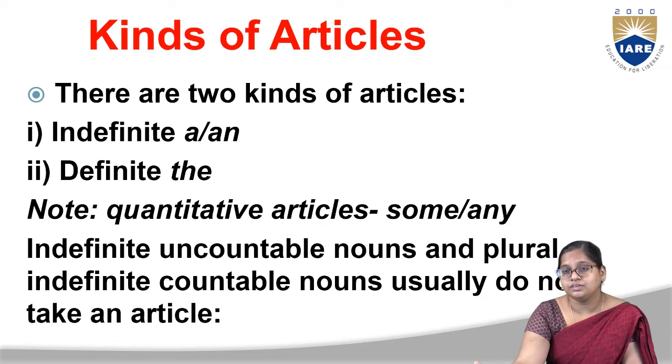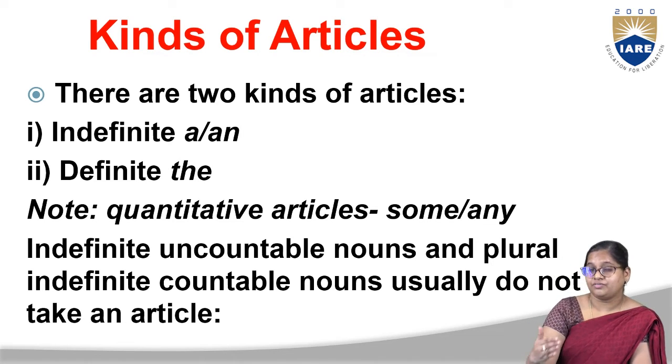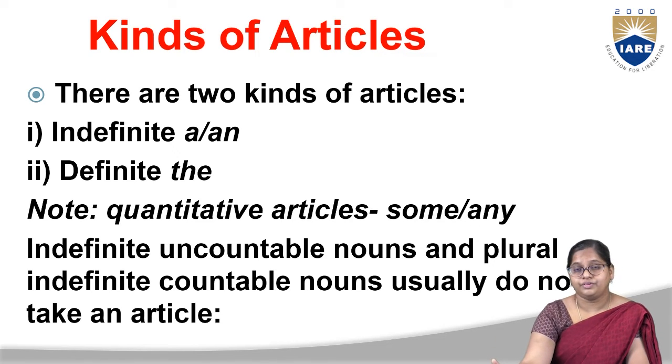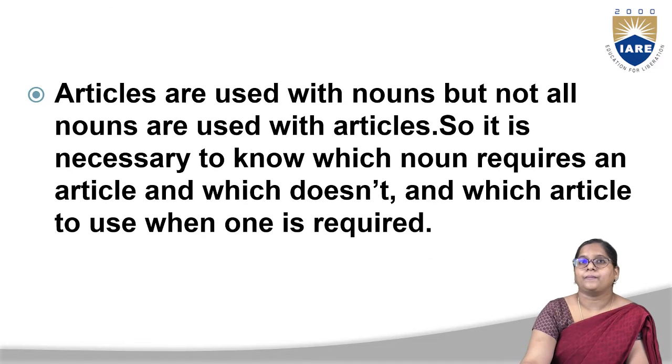Indefinite uncountable nouns and plural indefinite countable nouns usually do not take an article. So uncountable nouns, like we saw with milk, you don't count. So you cannot say this is a milk. That's an uncountable noun, right?